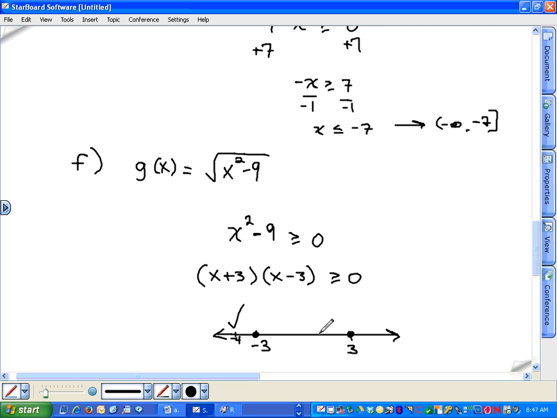A number between -3 and 3, we could test 0. Does 0 work as a solution? What's 0 squared? 0. And then 0 minus 9? That's not greater than 0. So is 0 a solution? This interval provides no solutions.